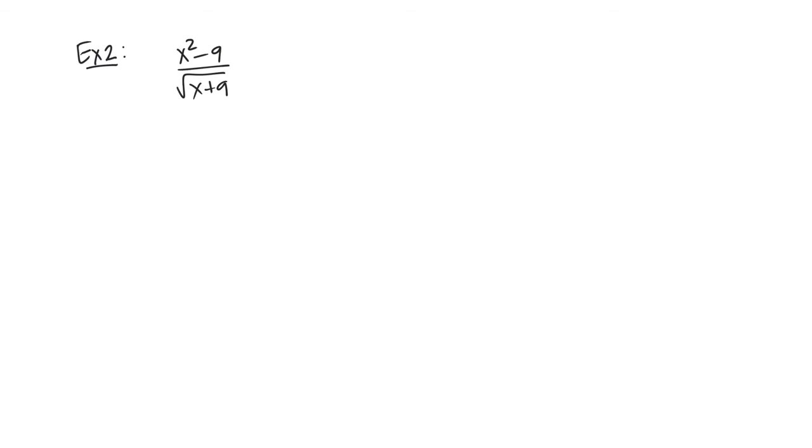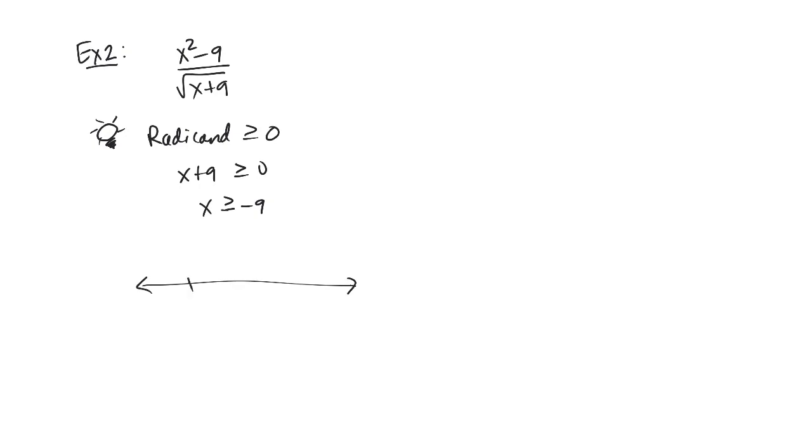All right, now in the numerator we have x squared minus 9, and in the denominator we have square root of x plus 9. Okay, so still our big ideas are that we want to only take the square root of positive numbers, so we're going to set the radicand greater than or equal to 0. So we'd have x plus 9 is greater than or equal to 0, so x needs to be greater than or equal to negative 9 when we subtract 9 from both sides. So we're down here at negative 9.